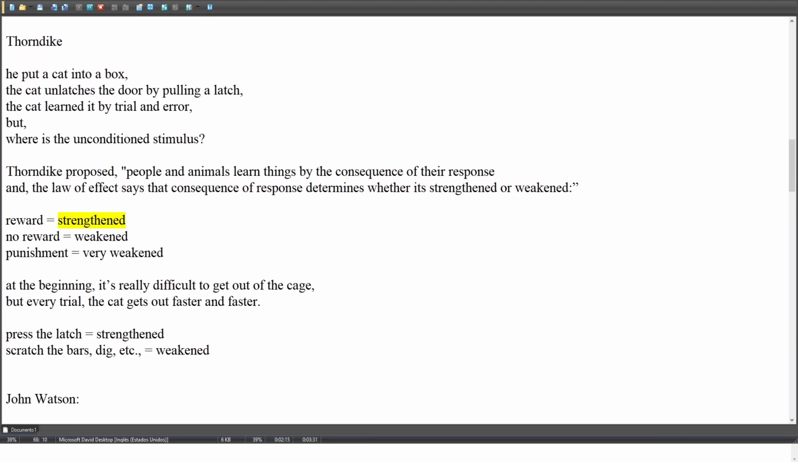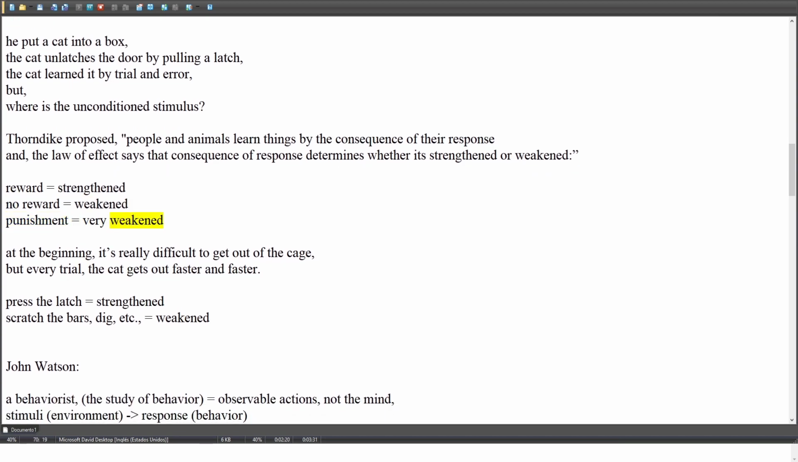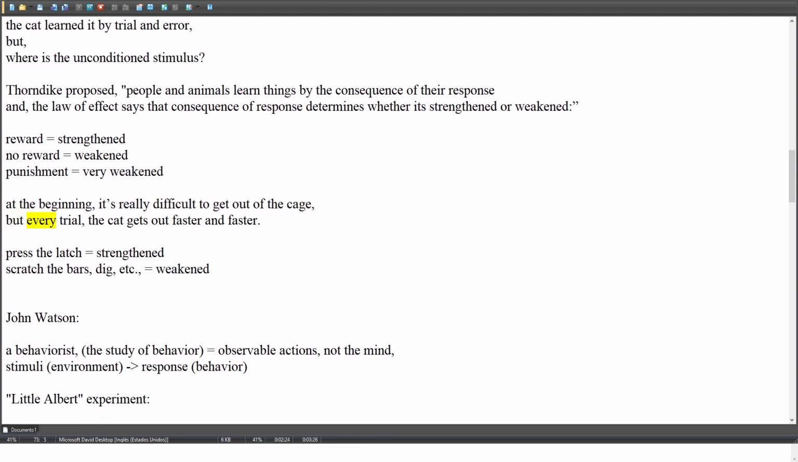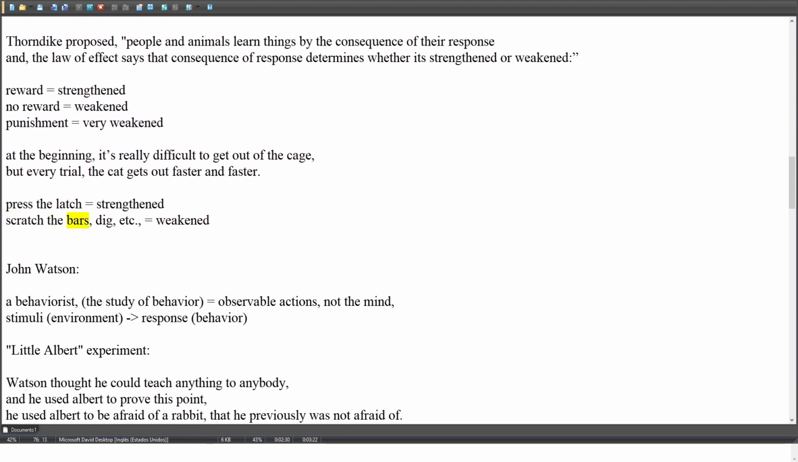Reward equals strengthened. No reward equals weakened. Punishment equals very weakened. At the beginning, it's really difficult to get out of the cage. But every trial, the cat gets out faster and faster. Press the latch equals strengthened. Scratch the bars, dig, etc., equals weakened.